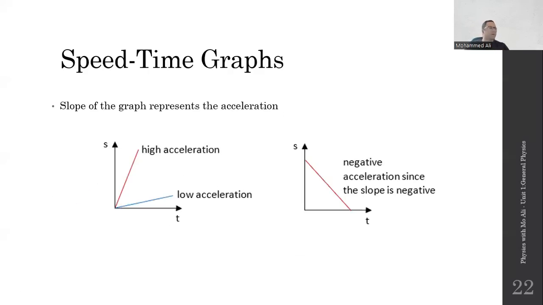Now, as we already mentioned before, the slope of the line represents the acceleration. So the steeper the line is, the higher the acceleration. The less steep the line is, the lower the acceleration. A negative slope means negative acceleration. That also means deceleration. And then, finally, oops.